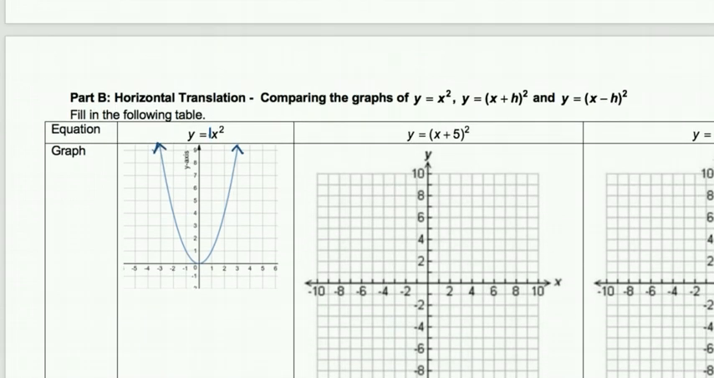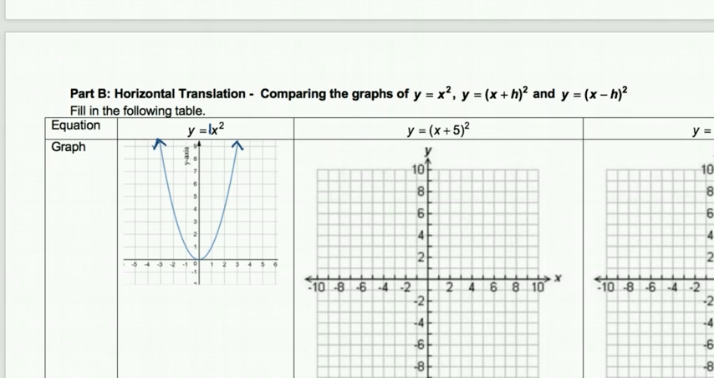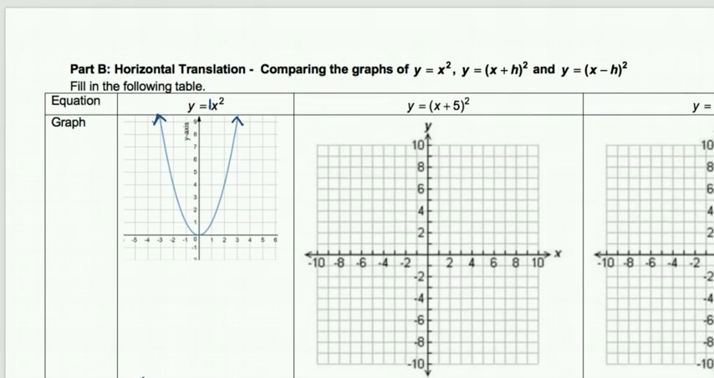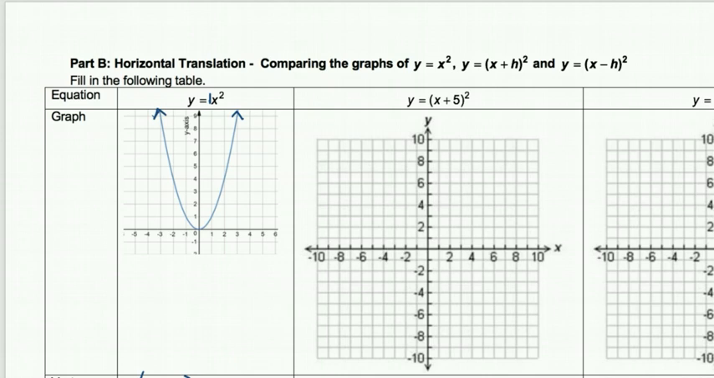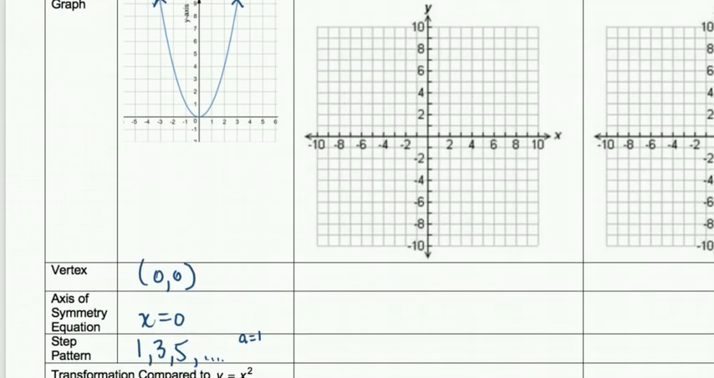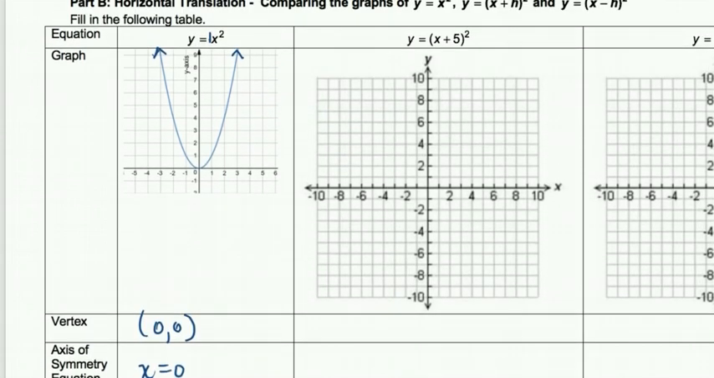Okay, so let's just take a look here. Again, the key here is just figure out where the vertex is, make sure it's correct. And then from there, you can use the step pattern 1, 3, 5 to quickly graph the equation. You don't need to make a table of values. You just need to find that vertex and then use the step pattern 1, 3, 5. Okay, so again, analyze it. It's plus 5. Which way did it go? It went left by 5. So over here, let's plot that in.